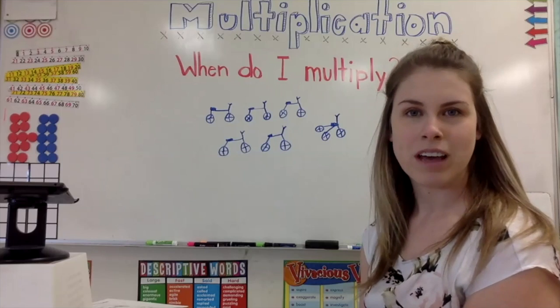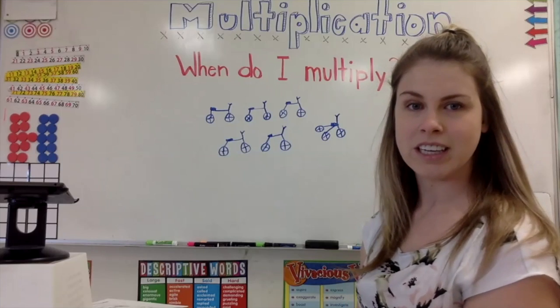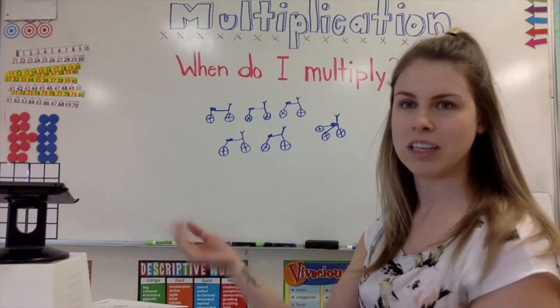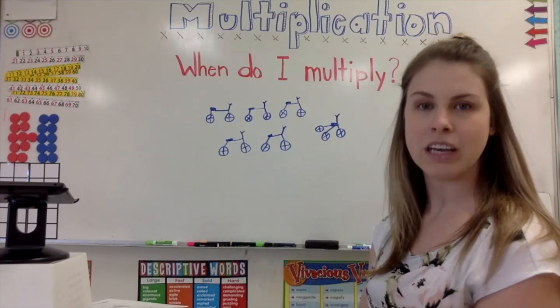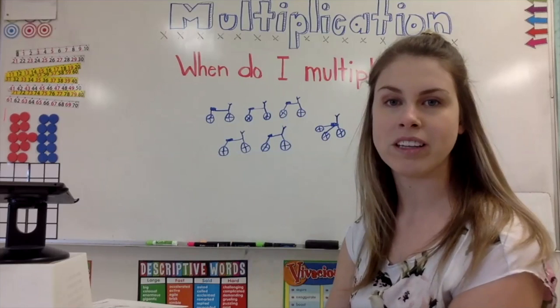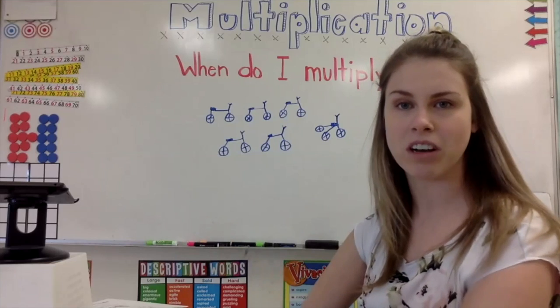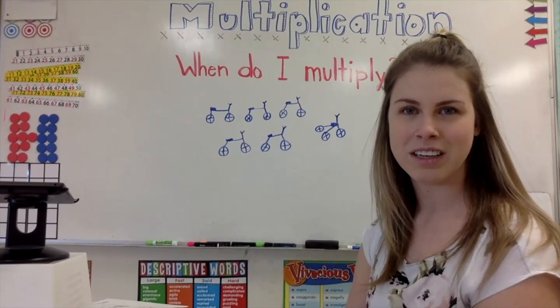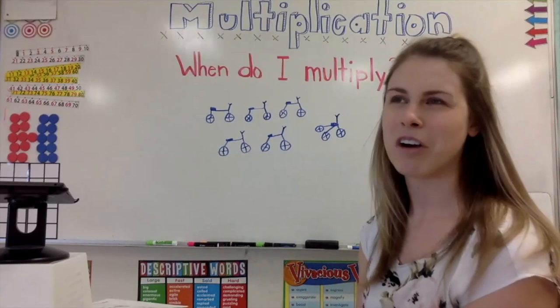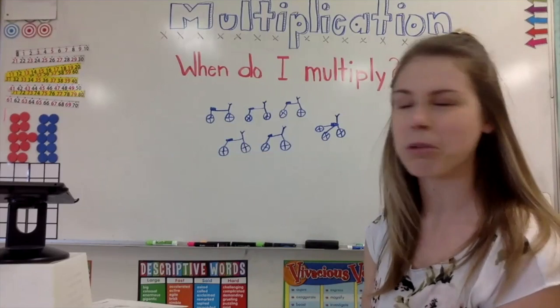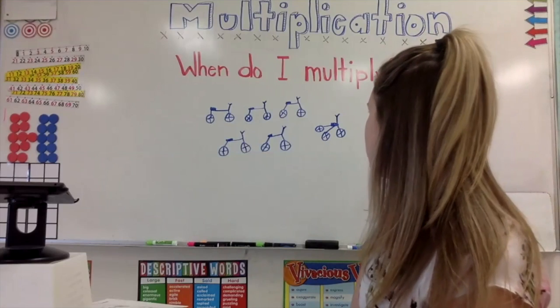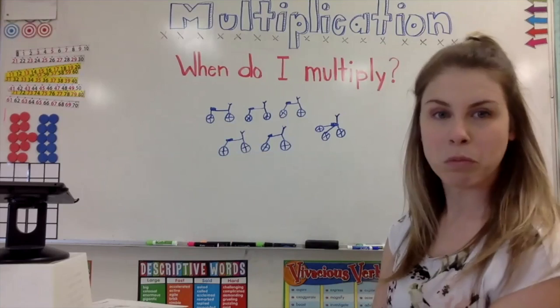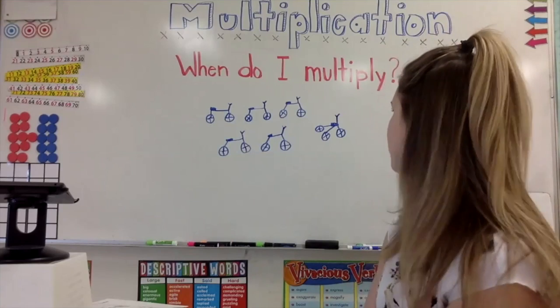Well, we know that multiplication is the number of groups times how many are in a group equals, does anybody remember what the total is called in multiplication? In addition, we have the sum. In multiplication, we have the product. Good. I hope you remembered. If not, that's okay. We only went through it once. So we are going to try to figure out how many wheels you saw on your bike ride.